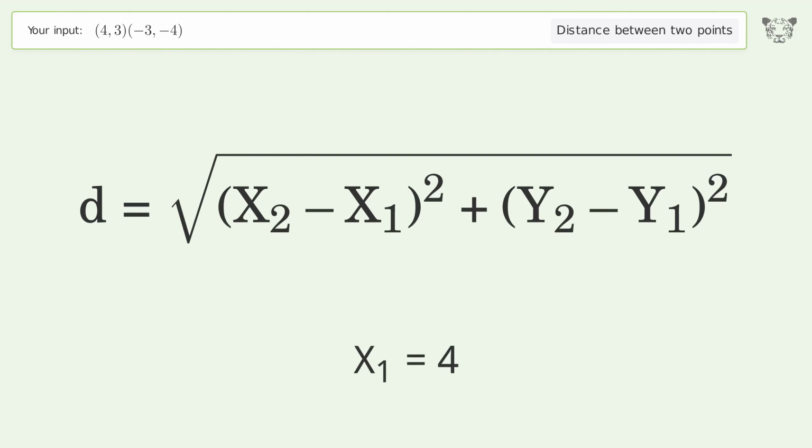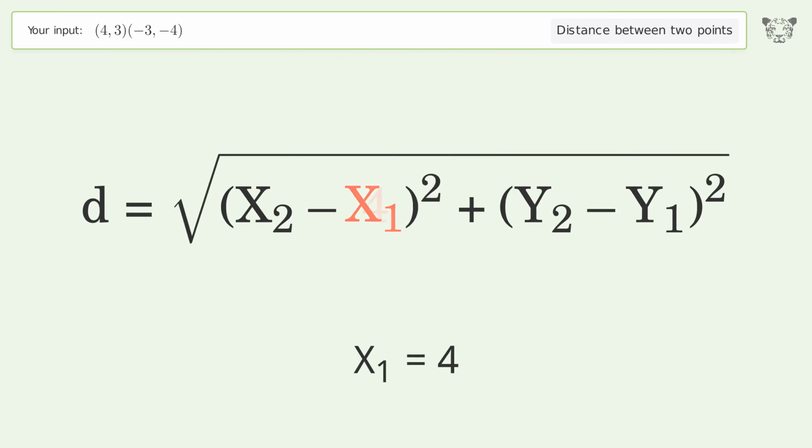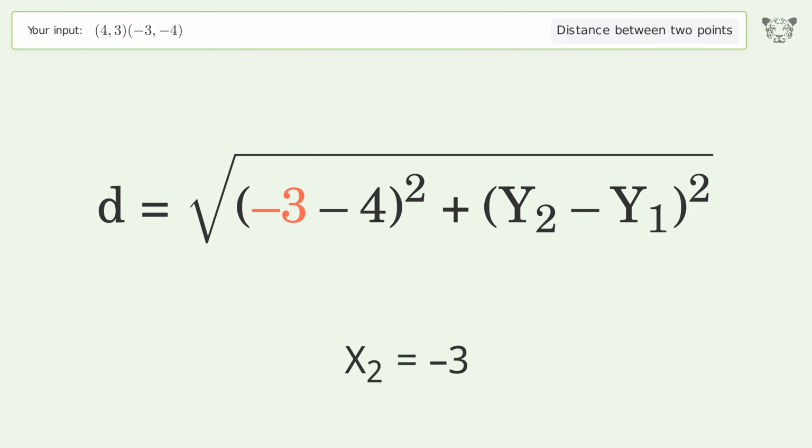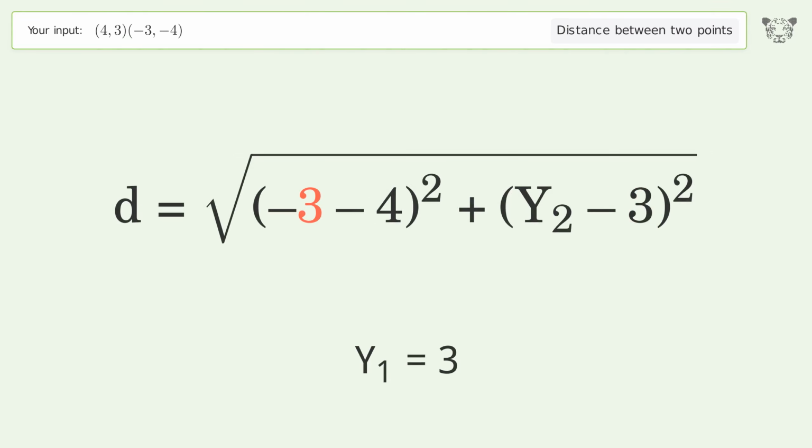x1 equals 4. x2 equals -3. y1 equals 3. y2 equals -4.